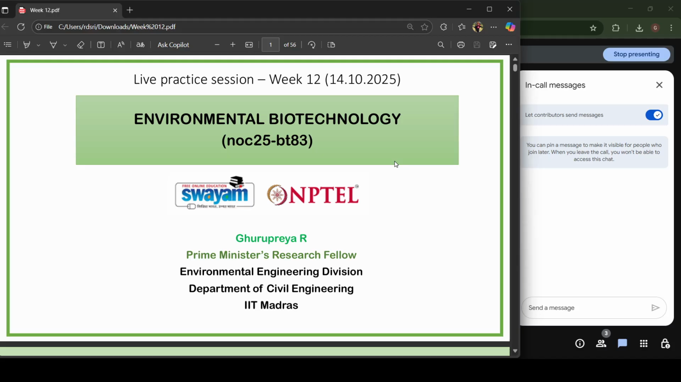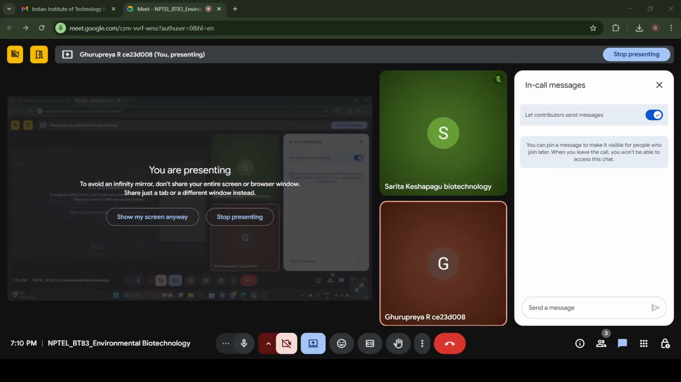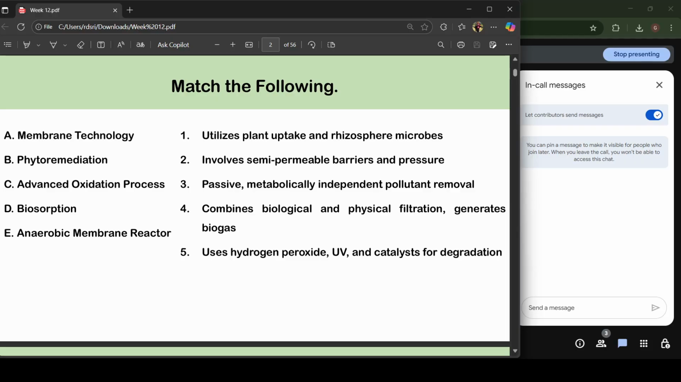Okay, so if you do not have any questions, I will post the first question for today. This is a match the following question, which is about different remediation techniques. You can match the name of the technique with its definition or the components involved, and then please post the answer in the chat box. Doesn't matter if it is right or wrong, just try answering the questions.